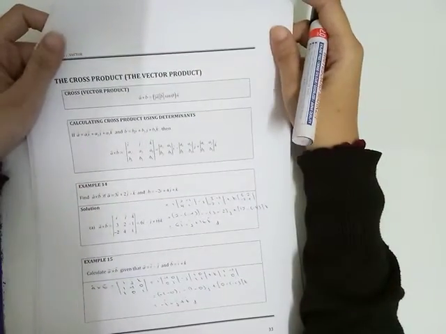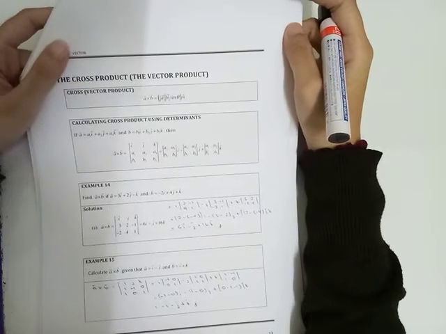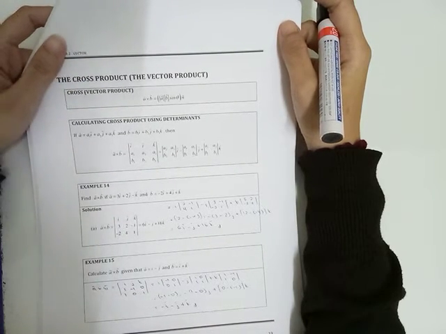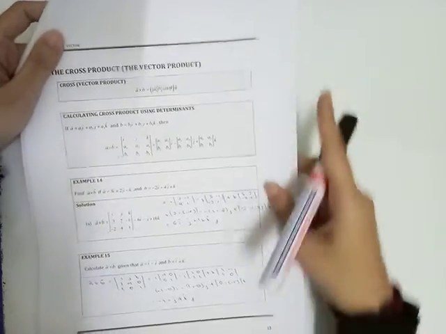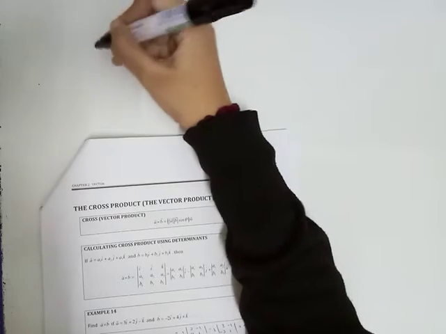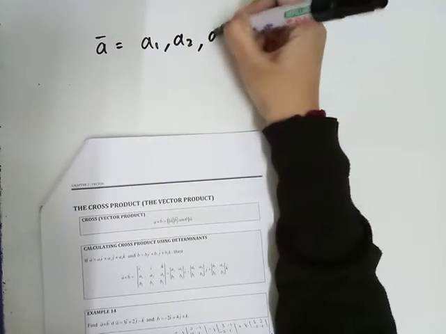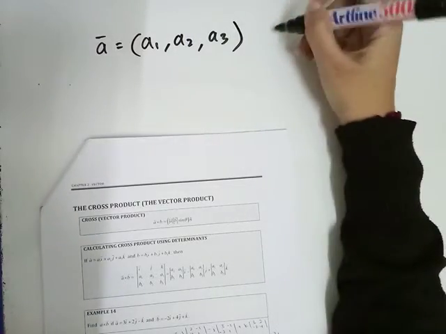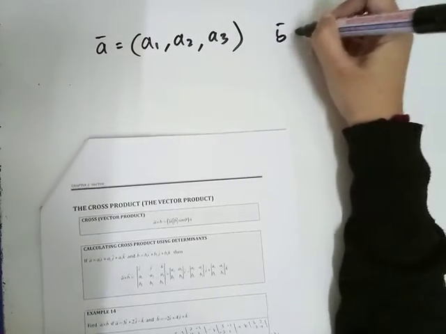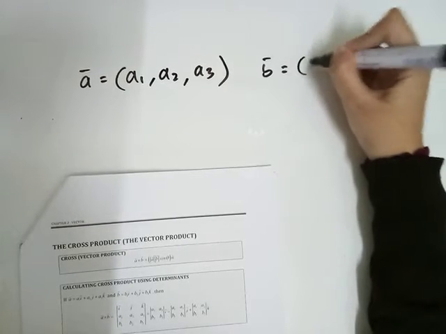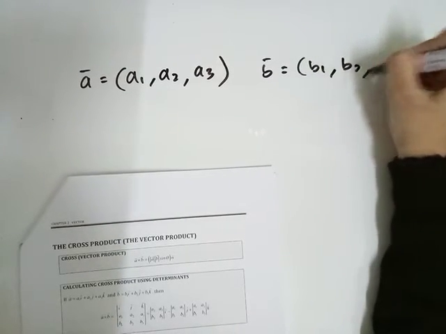Okay, next, the cross product, the vector product. How to calculate the cross product is by using determinants. Let's say we have a vector A, A1, A2, A3, and vector B. Vector B is B1, B2, B3.